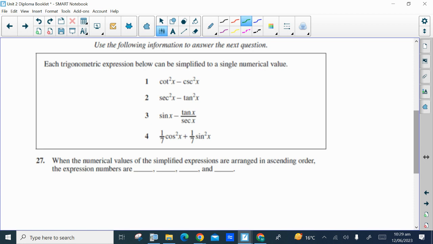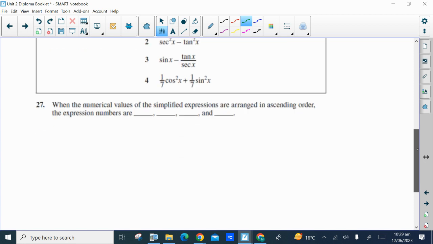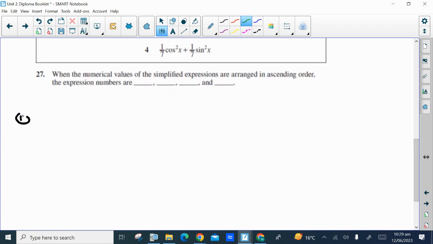So this next question: each trig expression can be simplified to a single numerical value. So when they are written in simplified expressions and arranged in ascending order, the expression numbers are what? So we want to get the numerical value for each one and then order the four expressions in ascending order. So that's from lowest to highest value. So the first one is cotan squared x minus cosecant squared x. So let's do this below here.